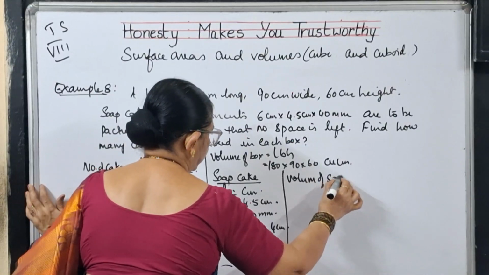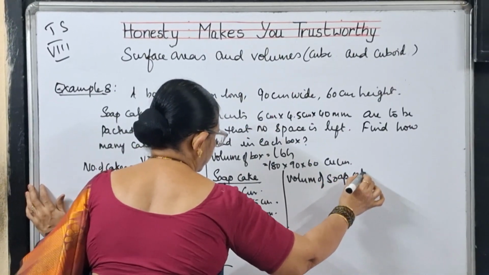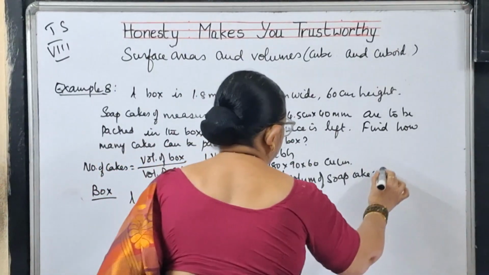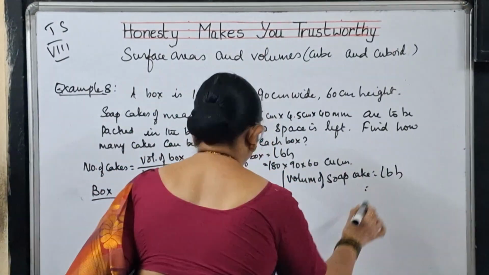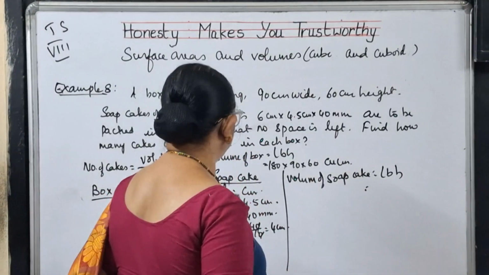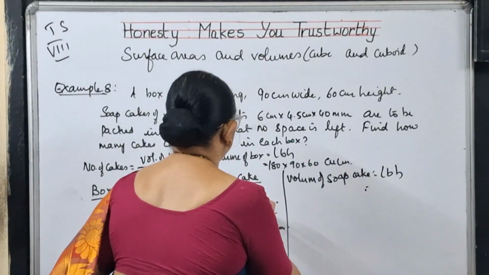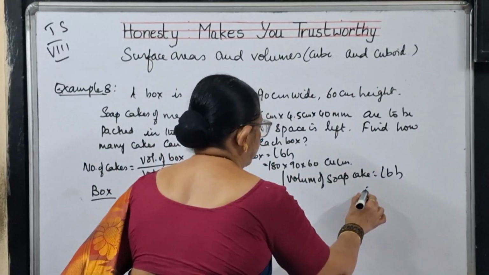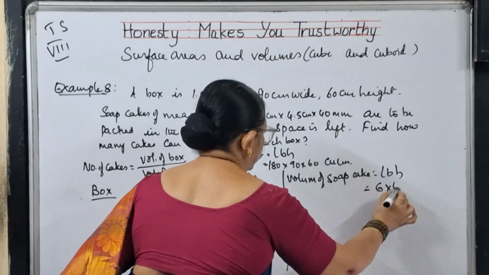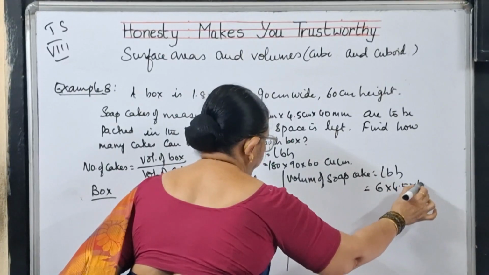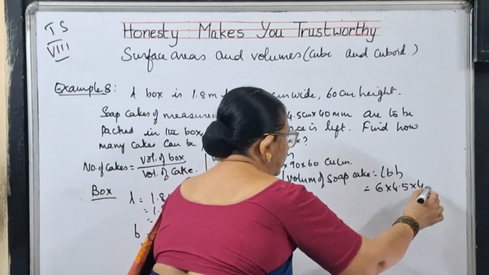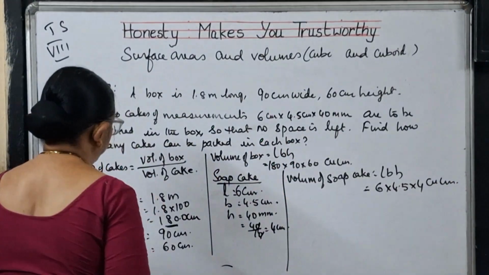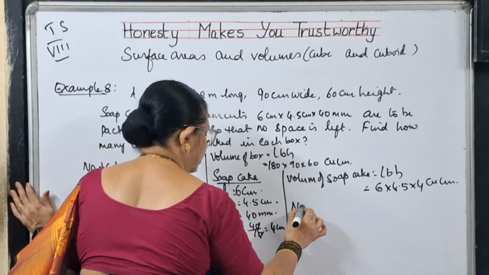Volume of soap cake is equal to L into B into H. Length is 6 centimeters, into 4.5 into 4, this many cubic centimeters. Now we want the number of cakes.